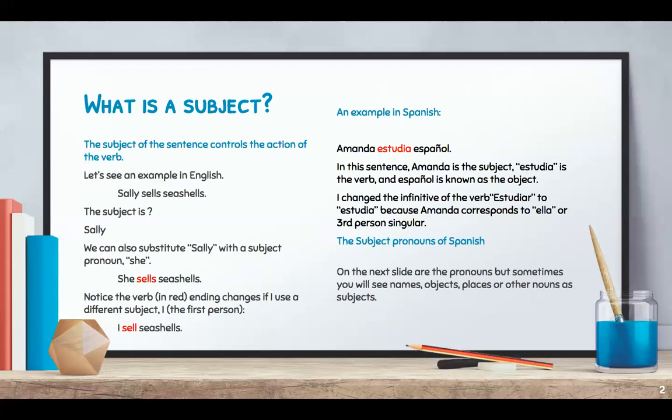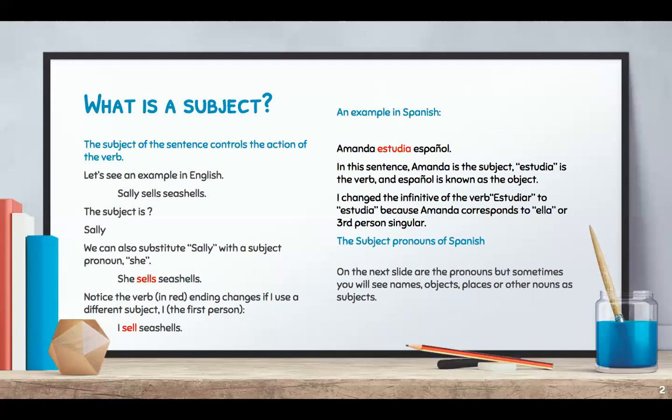So let's go ahead and look at an example in Spanish. Amanda estudia español. In this sentence, Amanda is the subject. Estudia is the verb. And español is known as the object. We're not going to worry about objects yet, but that's what that is. Here, when I was conjugating, I changed the infinitive of the verb estudiar to estudia because Amanda corresponds to ella, or third person singular. So let's go ahead and review the subject pronouns of Spanish.